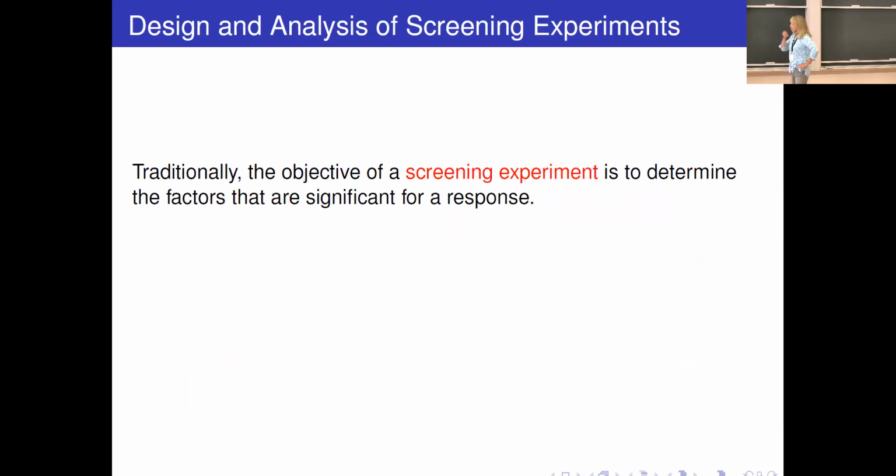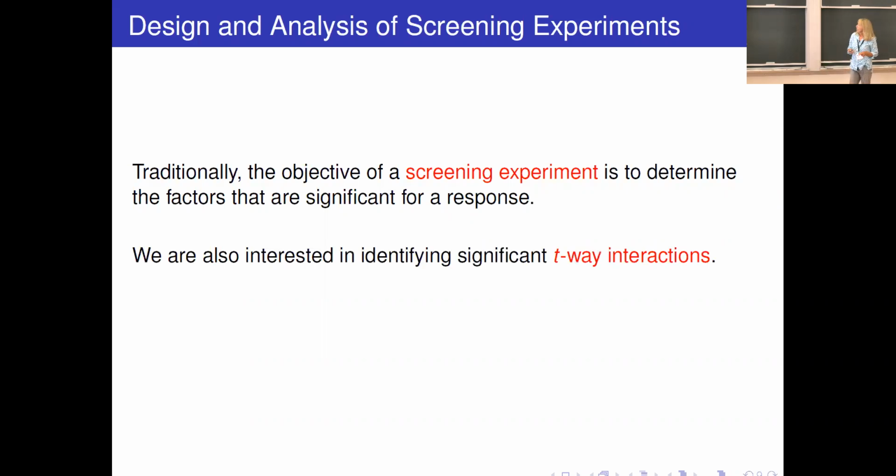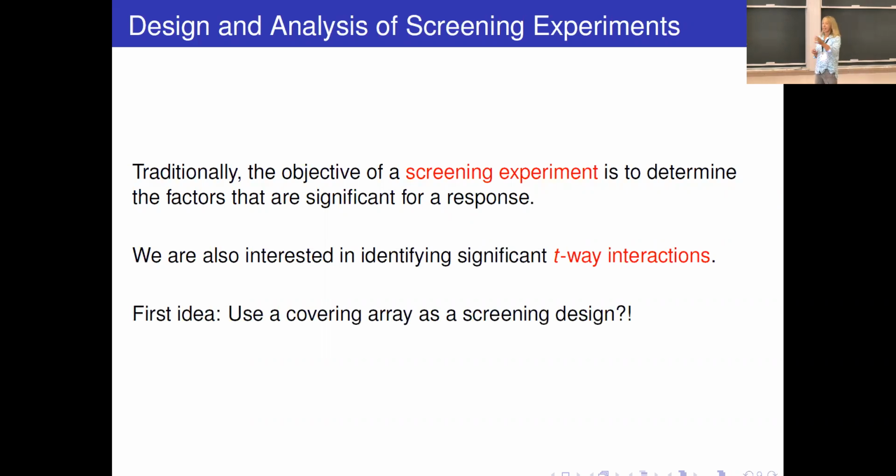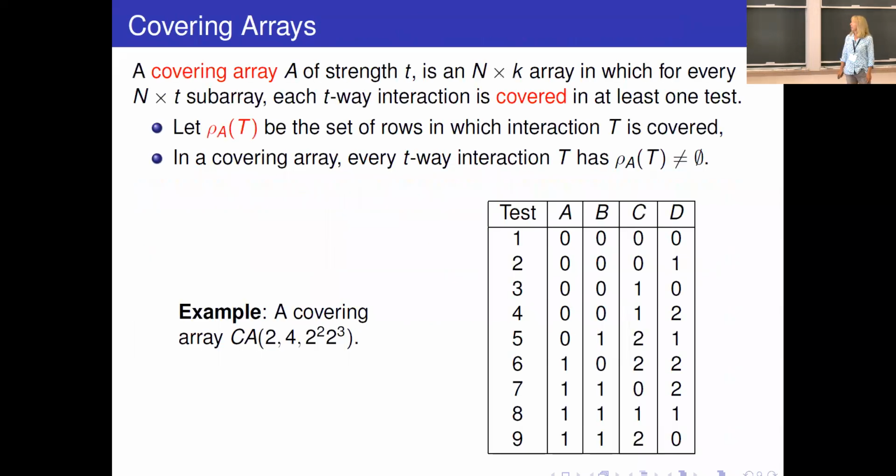So more recently, we've been working on design and analysis of screening experiments. So in a screening experiment, what you're interested to do is determine which are the factors impacting a measured response. Now, it turns out from a networking point of view, we're also interested in interactions, because interactions are interesting between the protocols. And so, like Elias asked the question, well, why don't you just use a covering array? I mean, that might be the first thing you think of, right?